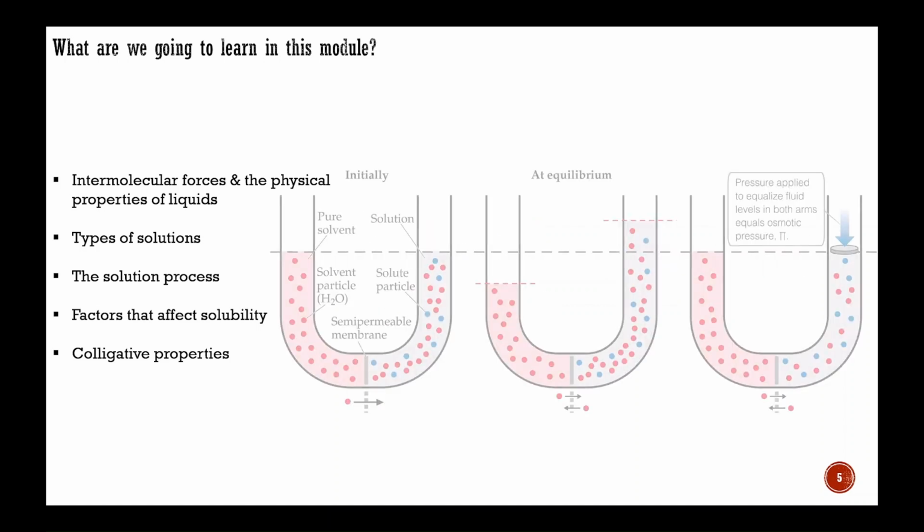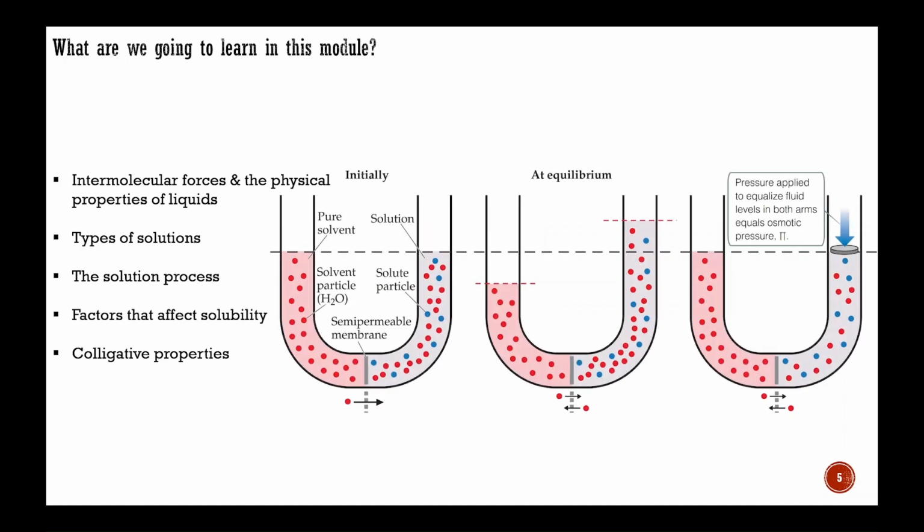You will see that some physical properties of solutions depend only on concentration and not on the identity of the solute. We will examine colligative properties, including the extent to which the solute lowers the vapor pressure, increases the boiling point, and decreases the freezing point of the solvent. Finally, we will discuss the osmotic pressure of a solution, which is another colligative property.